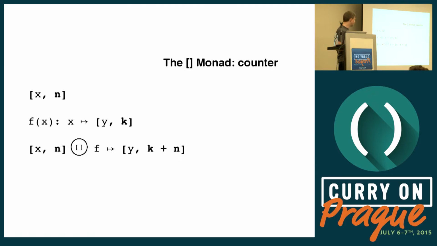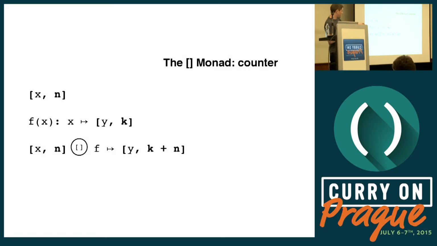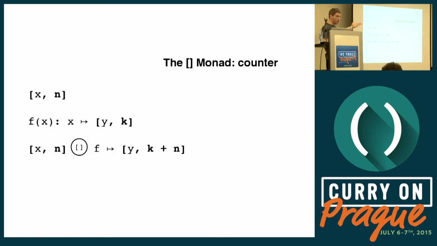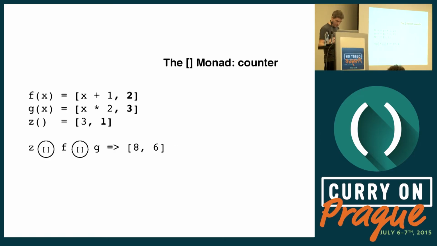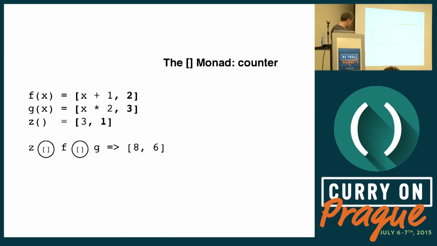So it takes a monadic value x and n, and composes it with a monadic function f. How does it do that? What is the composition rule for this particular monad? So it's going to take x and apply it to f, and then f is going to return y and k, and then the composer is going to take the k and add it to the original n. So it accumulates. Let's see it working in a more concrete example. So suppose we have these three functions.